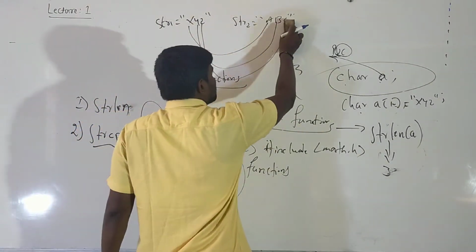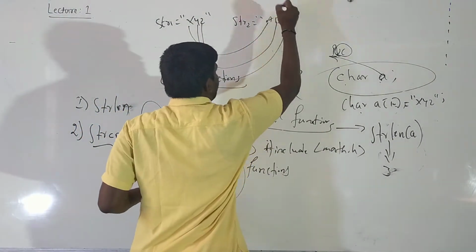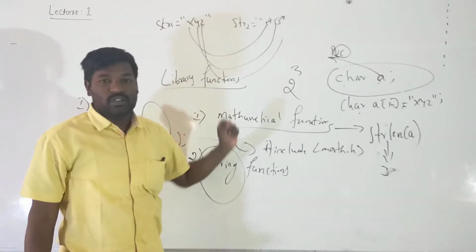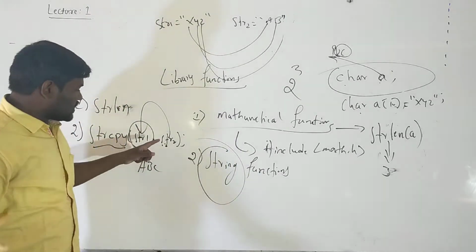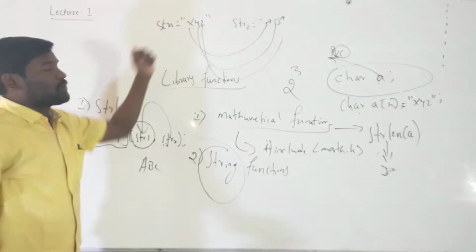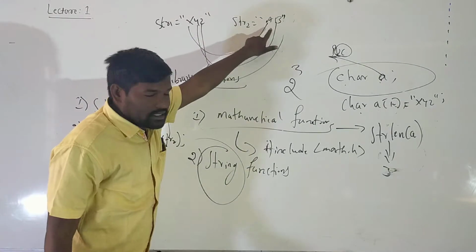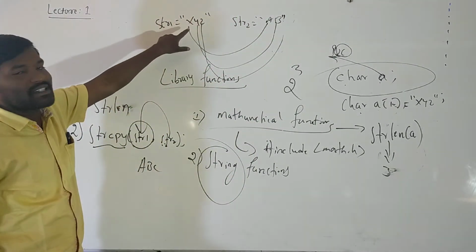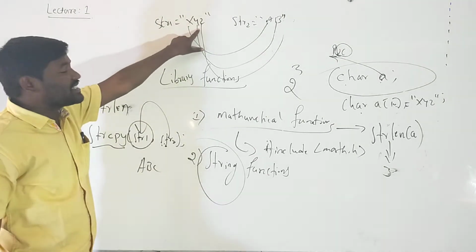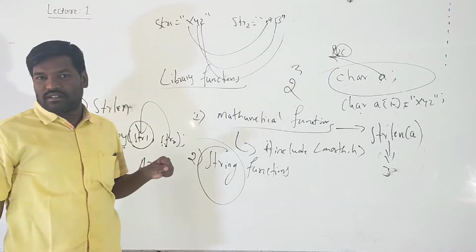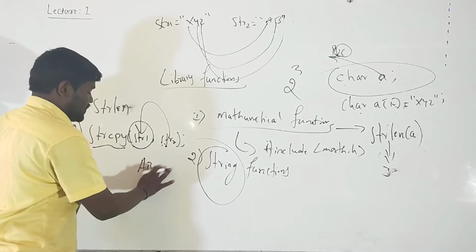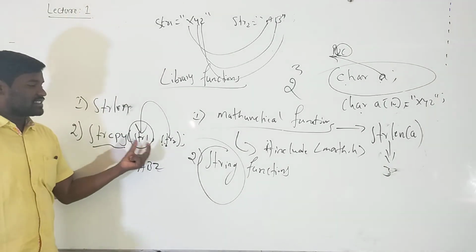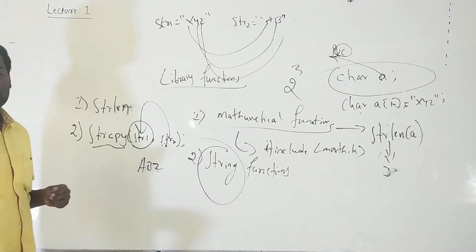Suppose str1 value is xyz and str2 value is ab. Here string 2 is copied into string 1. In string 2 only 2 characters are there, that's why only 2 characters are copied in place of xy. Z remains as it is, and the result is abz. So this is the use of the second string handling function, that is strcpy.